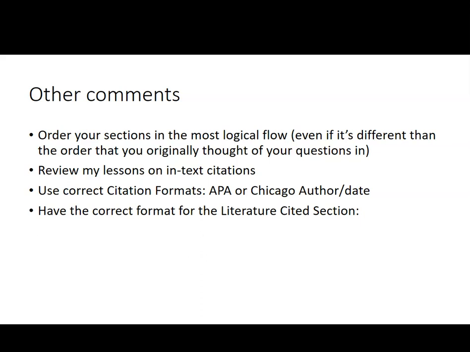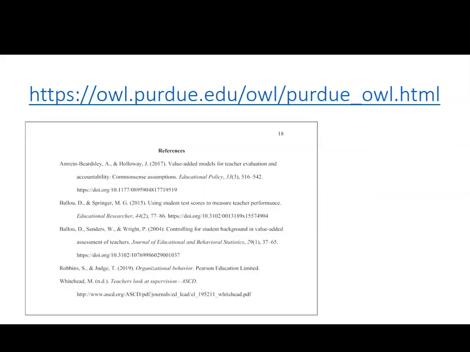And then have the correct format for the literature cited section. This is what it looks like. You have a reference section. I don't care if it says references, works cited, lit cited. I don't care. But I do care about this, that you have this reverse indentation style where the first line of each citation is left justified and each subsequent line is indented, and that it's following the APA or Chicago author-date style. And this is what that would look like.